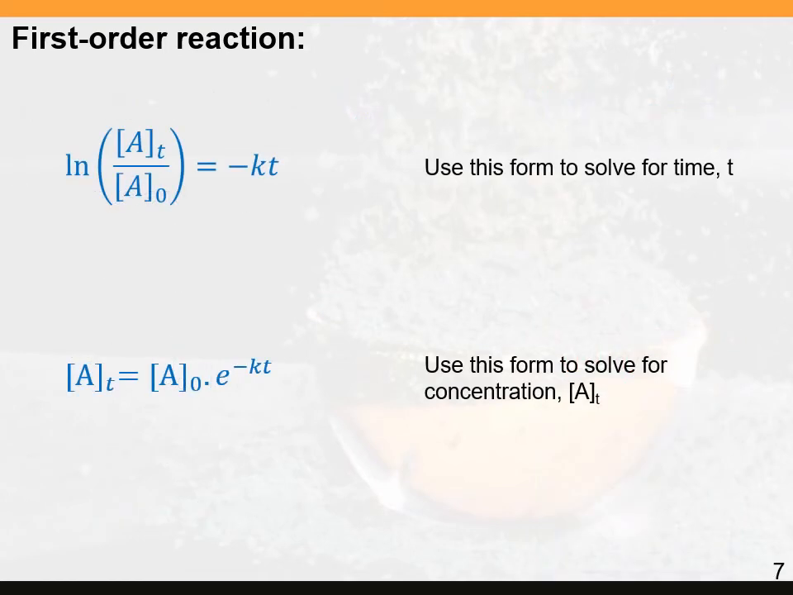The first order integrated rate law relates concentration and time. You can use it to calculate time if you know the concentrations. But due to its logarithmic nature, it is convenient to rearrange it to solve for the terms inside the logarithm. This is the same equation, but solved for concentration. Use this form of the equation if you are calculating concentration.